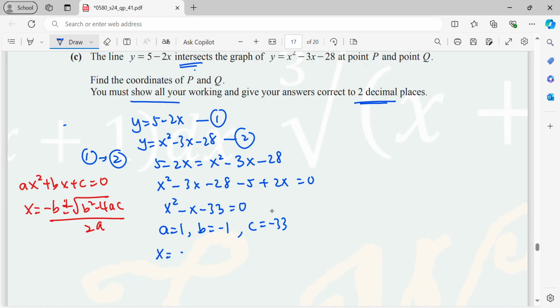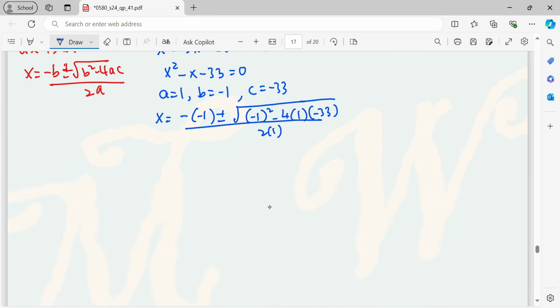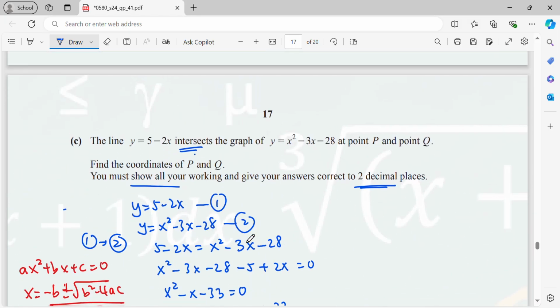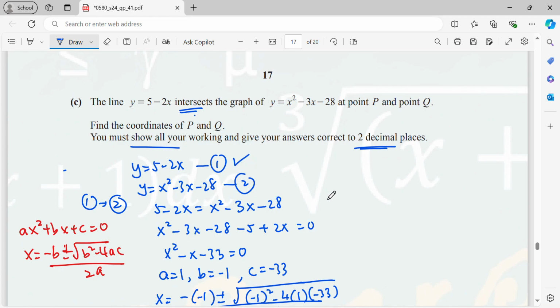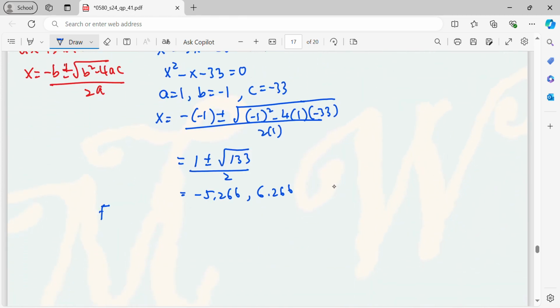So the x is minus (minus 1) plus or minus square root of (minus 1) squared minus 4 times 1 times negative 33, then over 2 times 1. Then here you will be getting the answer of 1 plus or minus square root 133 over 2. So you calculate by using minus first. Therefore, this is minus 5.266. Another one is 6.266. Now, I give more decimal places here. Later, I will round up. To get the y coordinates, substitute into the first equation, y equals 5 minus 2x.